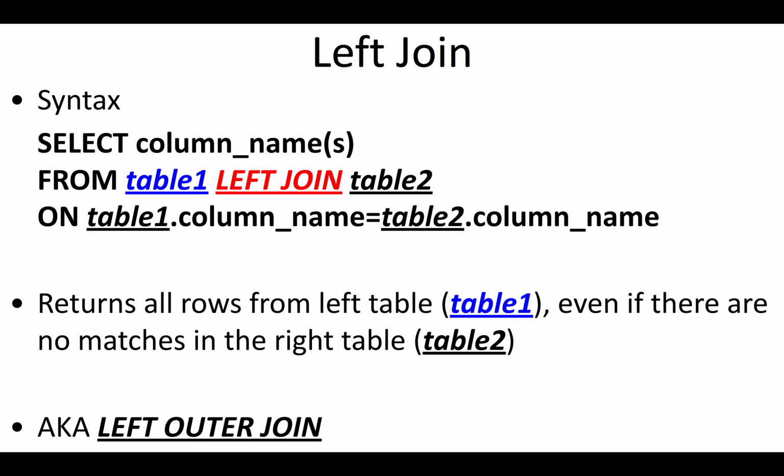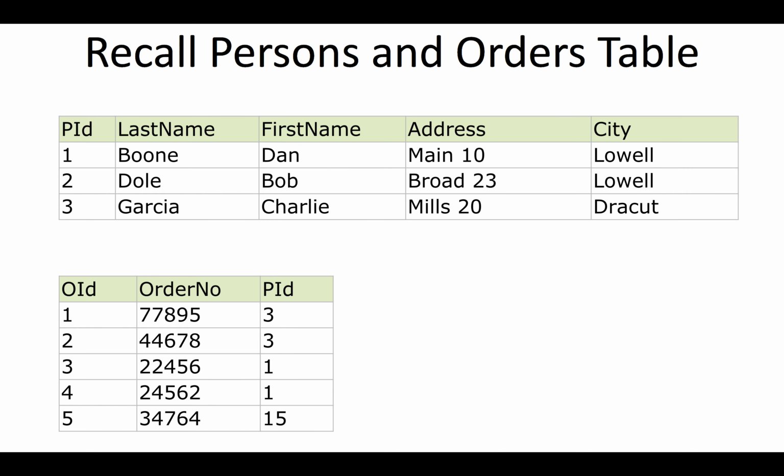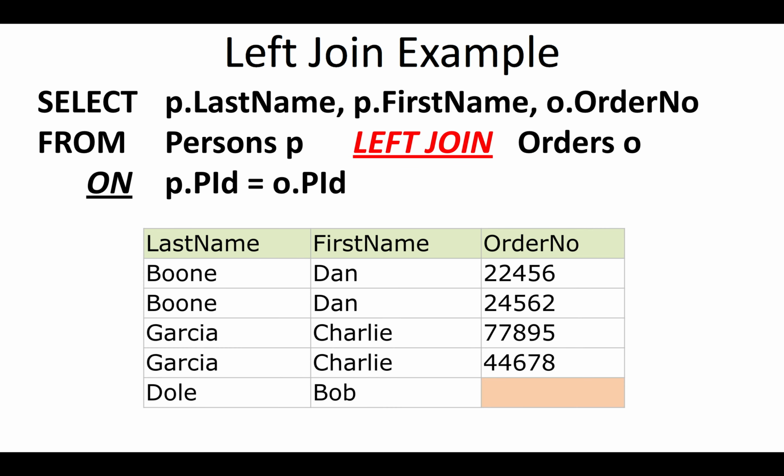If there's nobody matching in table two, why would you want that? Sometimes you do. We'll see a couple of examples on why. So for instance, in this case, if we do a left join between these two, notice that it depends who's on the left and who's on the right. So here we have PID and the order ID, and if we do a left join, notice that Dole, Bob.